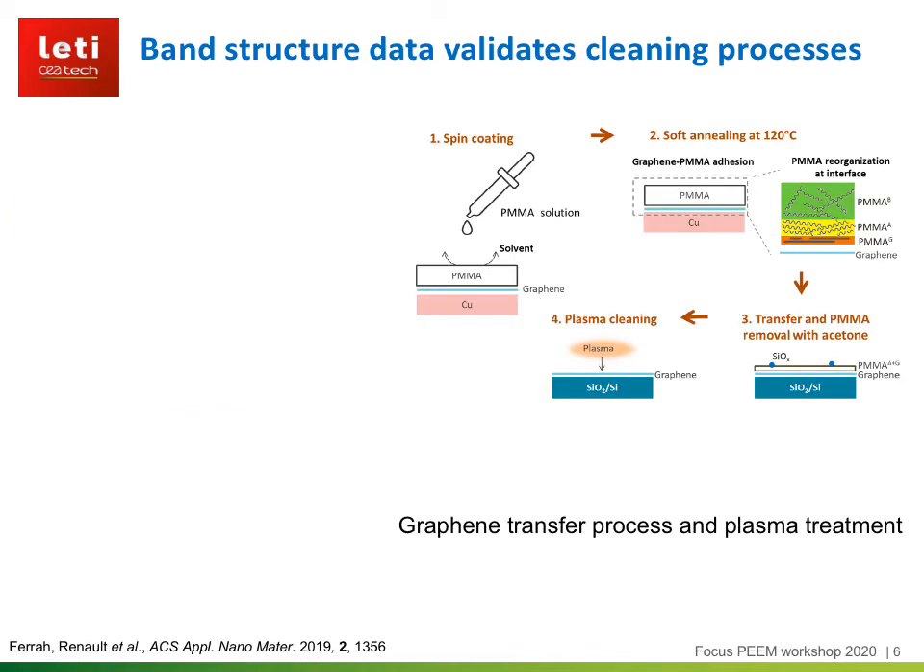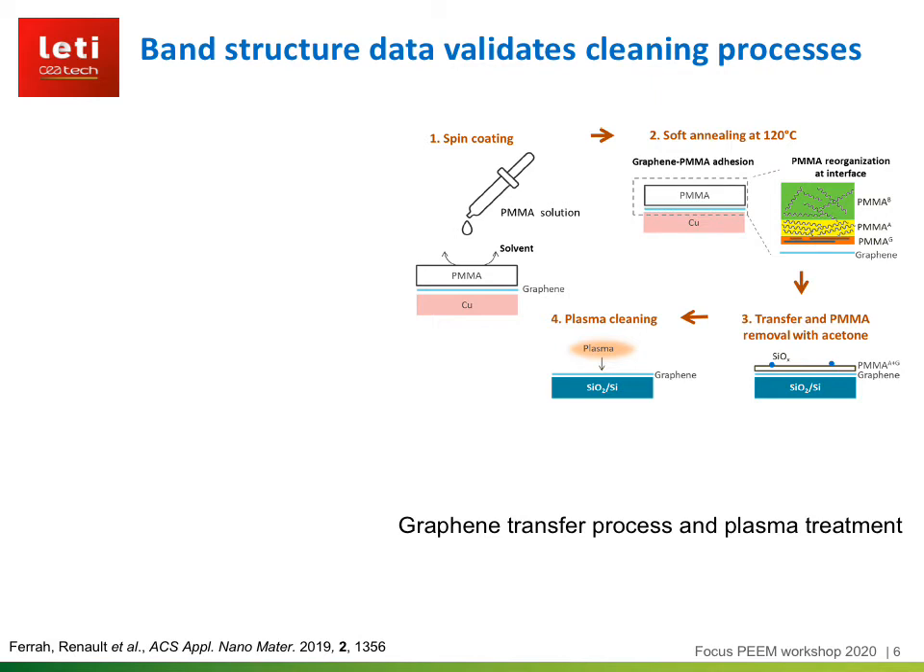The last example I wanted to mention is illustrating how band structure data can validate cleaning processes. So this is an application which is less fundamental, so to speak. Cleaning processes of 2D materials are extremely important, especially in the case of graphene, which needs to be transferred from the substrate on which it is grown to a technological substrate.